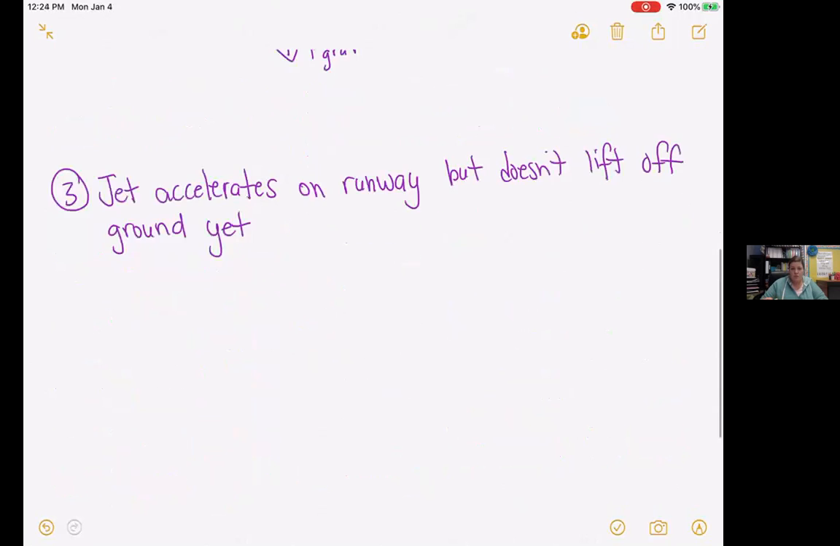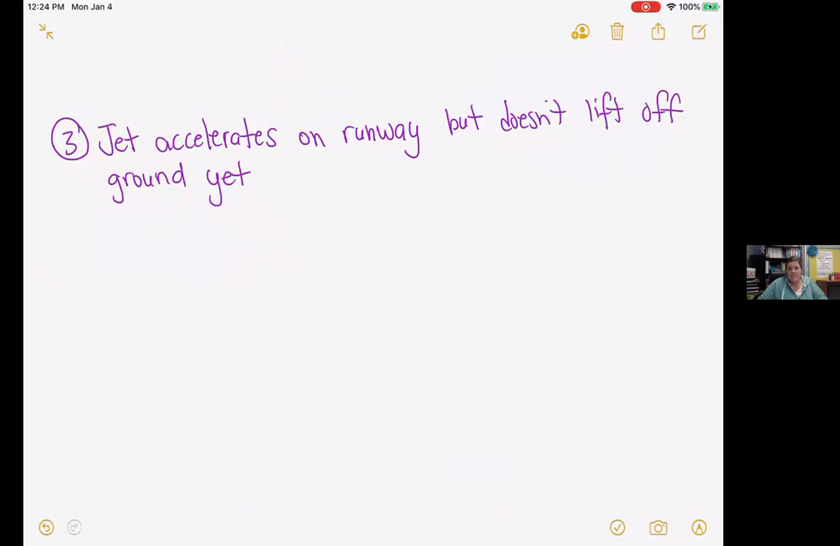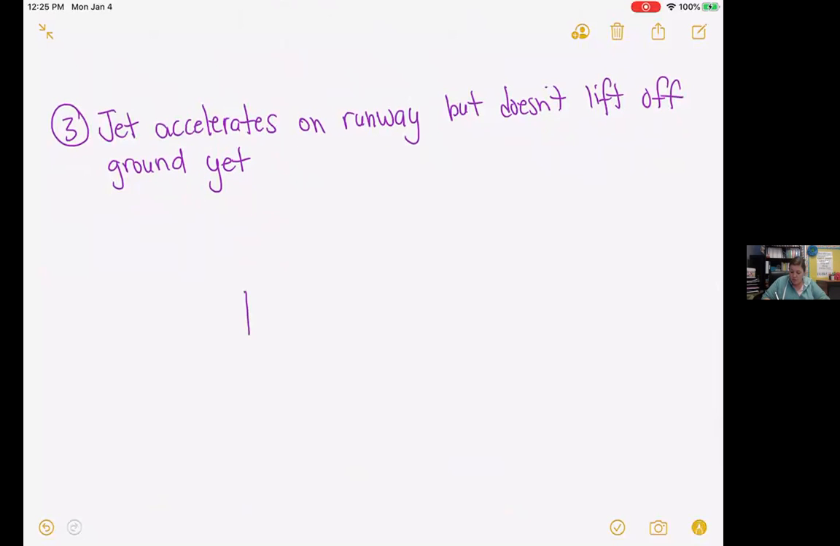The next one, just real quick, says a jet accelerates on a runway, but it doesn't lift off the ground yet. So that means it's just going straight on that runway. I'm going to go ahead and draw my jet to represent that. And we know that we have the force of gravity acting upon that automatically.